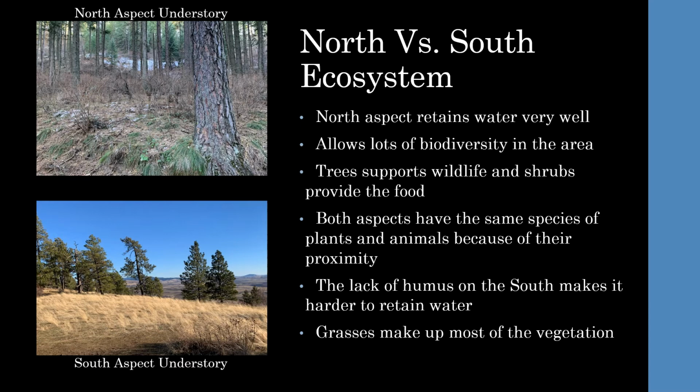All animals living on the butte can be found on both aspects. However, deer and wild turkey can be found more commonly on the south aspect.